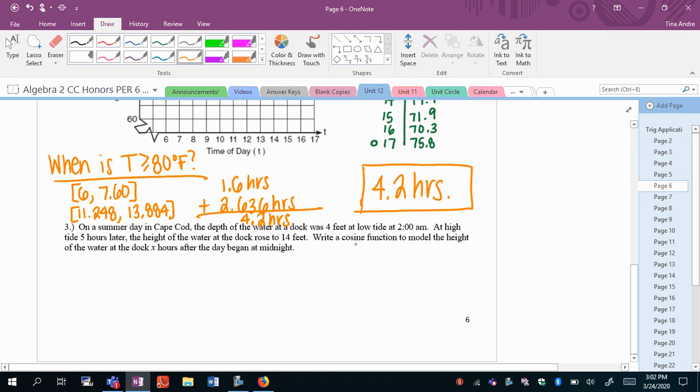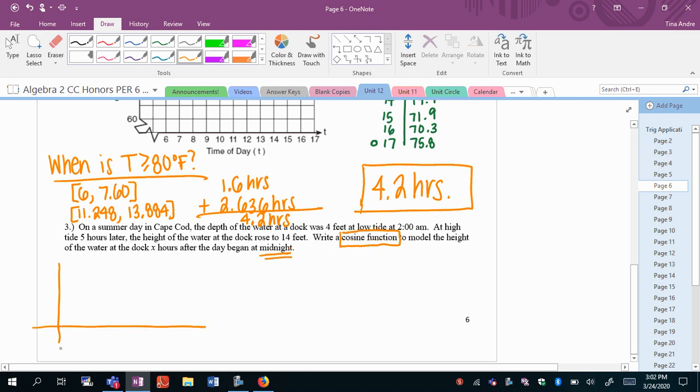Write a cosine function. So it's telling us that we have to write a cosine function to model the height of the water X hours after the day began at midnight. So that's important. So for me, I'm visual. I have to see this in a picture. I can't start doing this without a picture. So the first thing I'm going to do, let's sketch a picture over here.